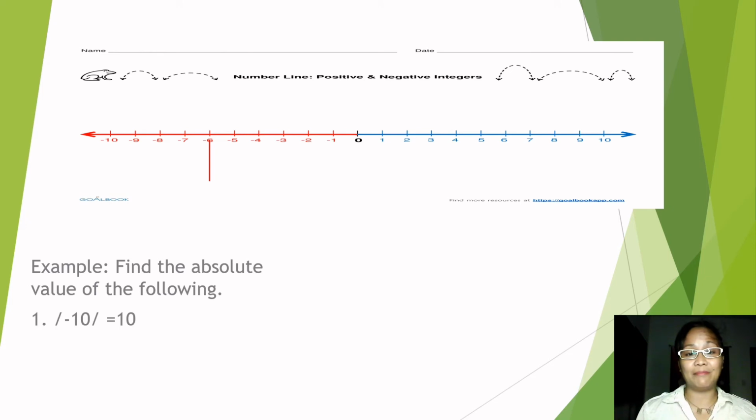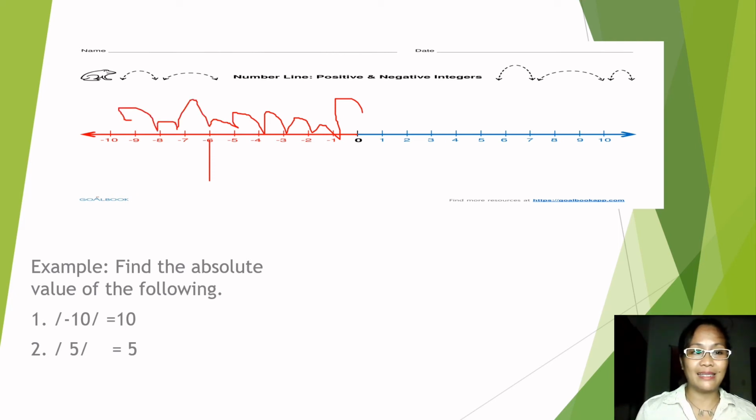Paano naging ang sagot ay 10? Gaya ng sinabi ko kanina, mag-umpisa tayo sa 0, papuntang negative 10. So, ilang steps ba siya? So, let's try. 1, 2, 3, 4, 5, 6, 7, 8, 9, and 10. So, 10 jump siya. Therefore, ang sagot natin ay 10.